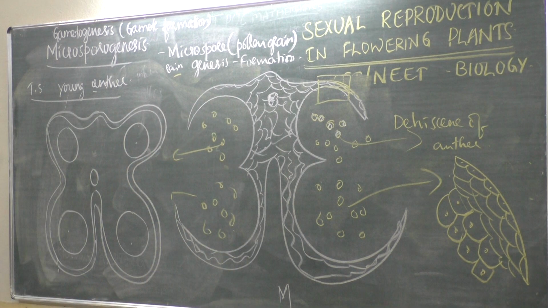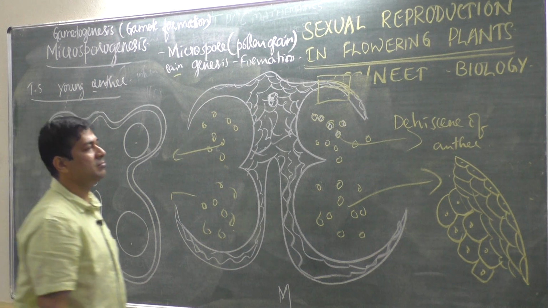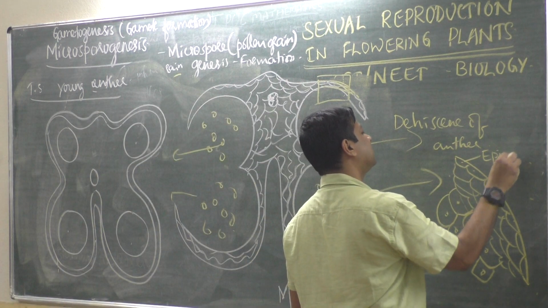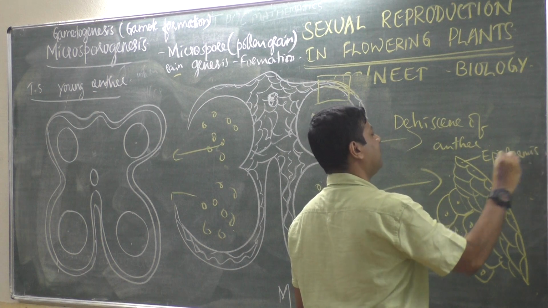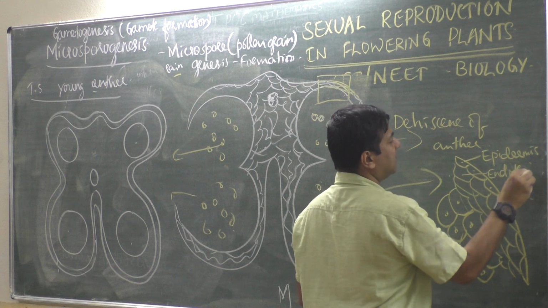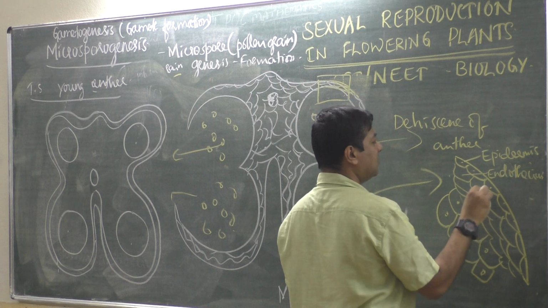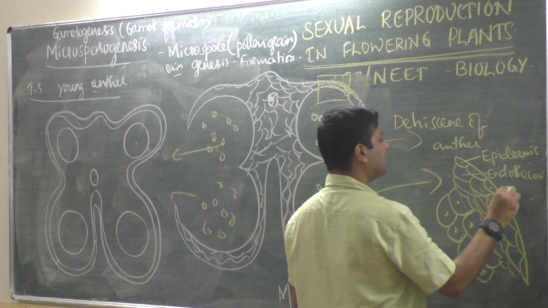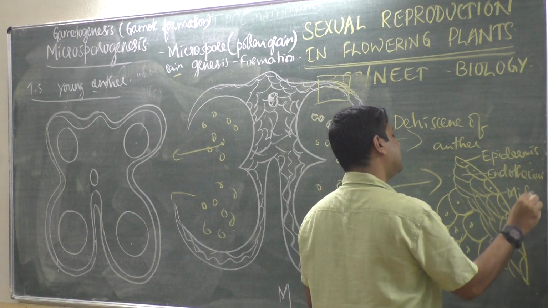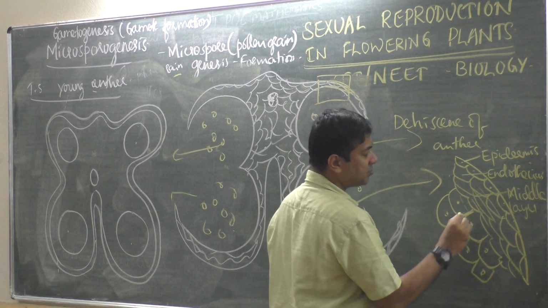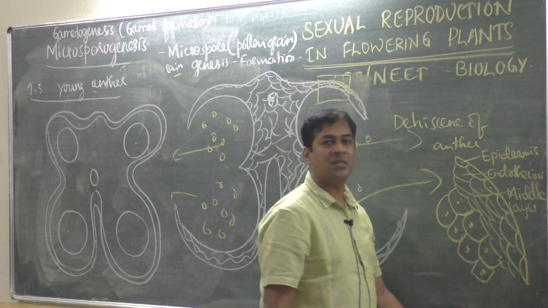The outermost layer is called the epidermis. The next layer is called the endothecium. You know this, endothecium. Then 2 to 3 layers, like 1, 2, 3 layers, are called middle layers. Then next comes the sporogenous tissue.